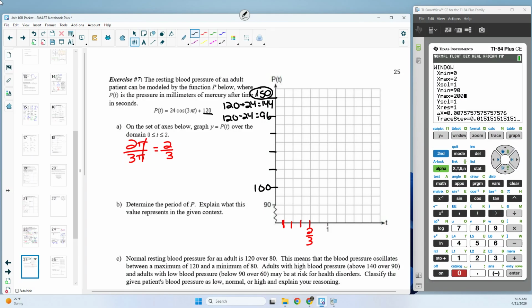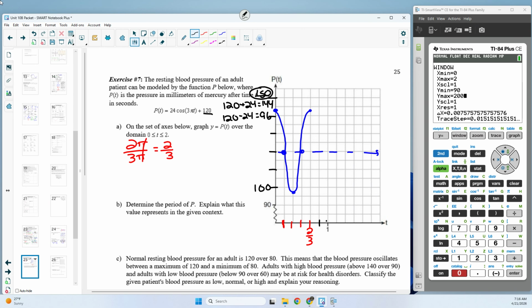So cosine starts up at the maximum, and I'm ready to graph now. So I'm starting at 144, which is, if this is 150, about here. My midline is at 120. So the next quarter for cosine, I go midline, and then I go to the bottom, which is 96, which is here, and then I go back to the midline, and then I go back up to the top. So here is 1 period, and we need to graph it all the way out to 2.